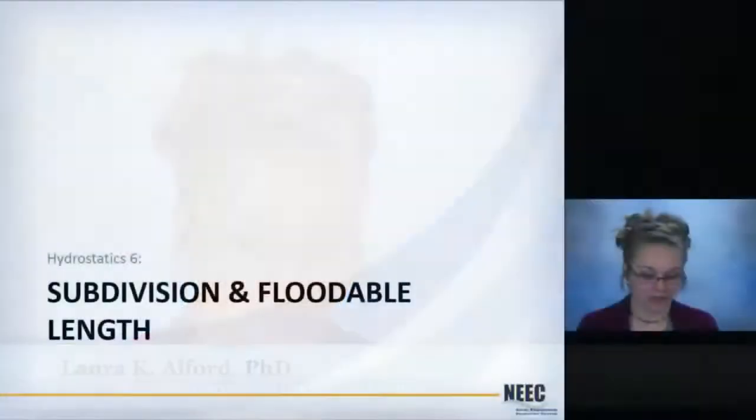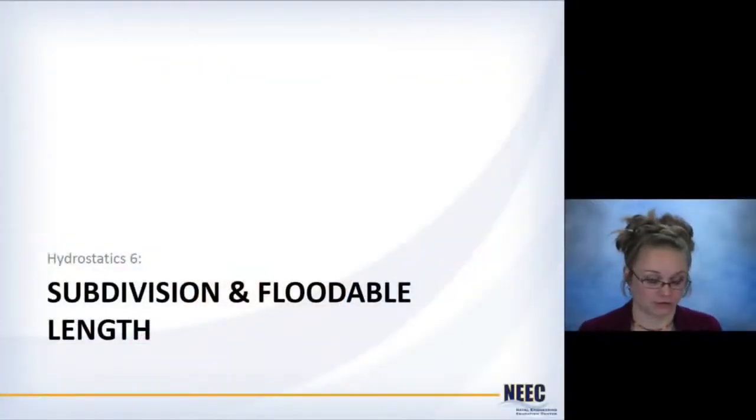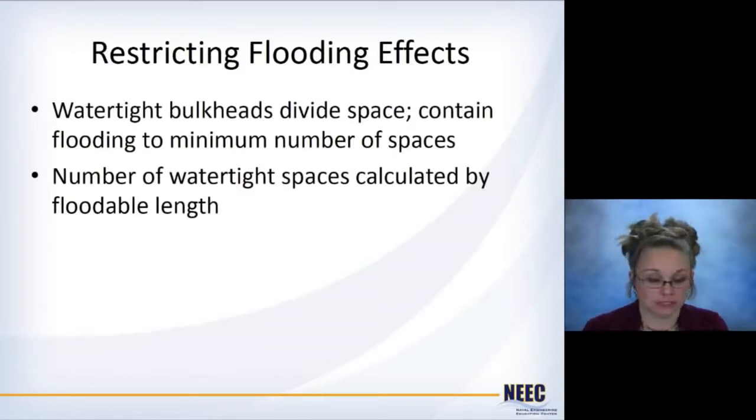This video is going to be about subdivision and floodable length. Subdivision and floodable length follow along with what we were talking about with the flooding of a ship. So your ship has become damaged, it has flooded. What are you going to do about it? Obviously, we would like to try and restrict the flooding effects as much as possible.